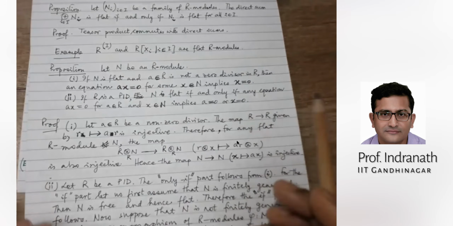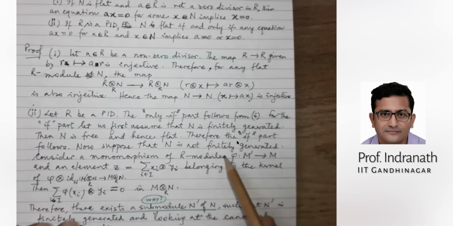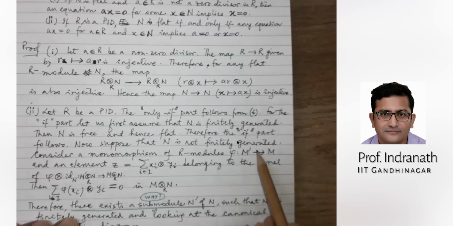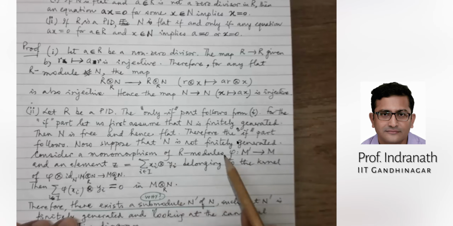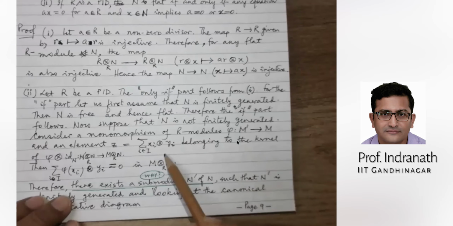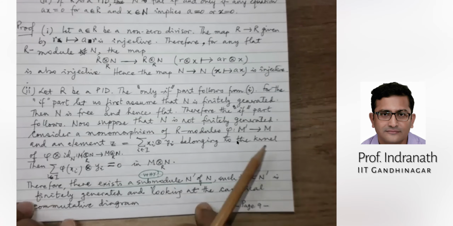This is a very standard example of a flat module. But the question is, what if it is not finitely generated? Now this is where I will have some issues. Okay. So consider a monomorphism of R modules and an element z in the tensor product. So you have taken this injective map, you have tensored it by N, and if you want to show that N is flat, then you want to show that this map is injective given that phi is injective. So you take an element in the kernel. Okay, z, that is the summation x_i y_i, i belonging to I. And when you apply this map, it is in the kernel, and therefore this is 0.